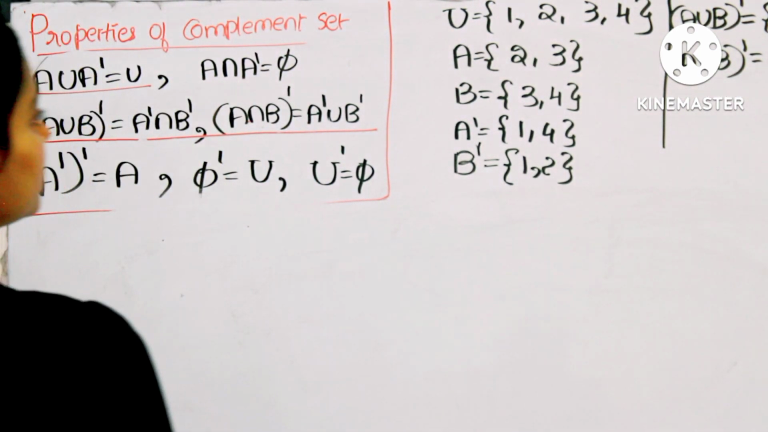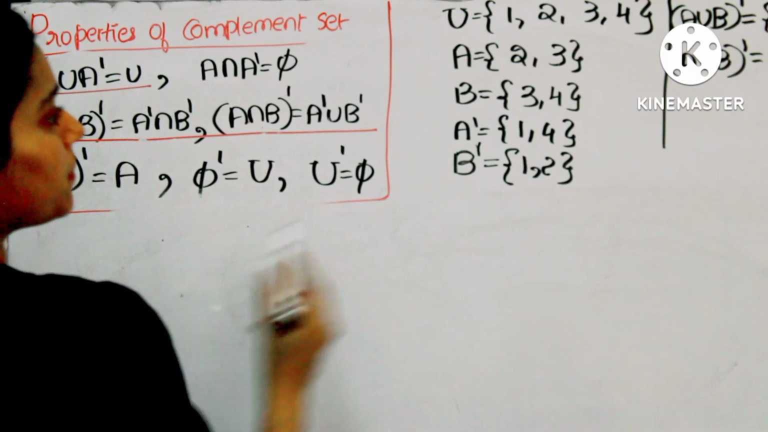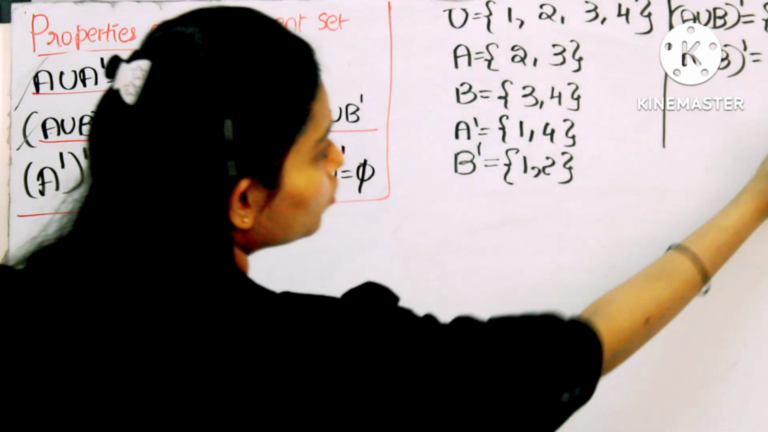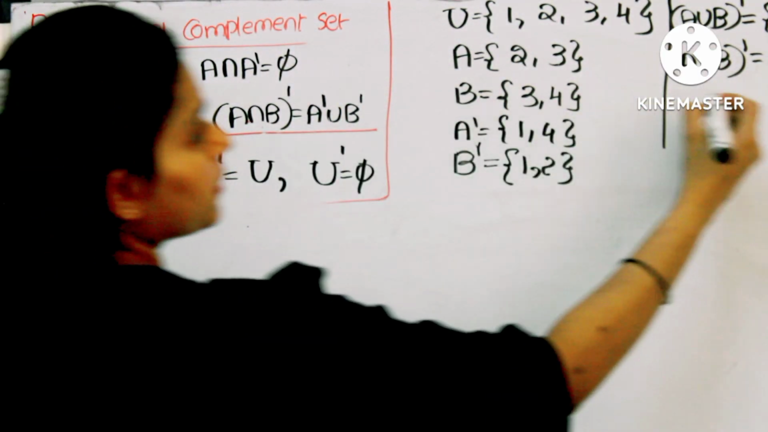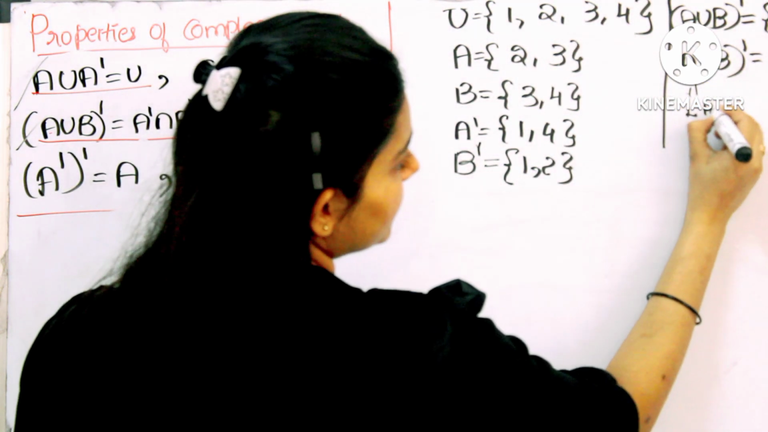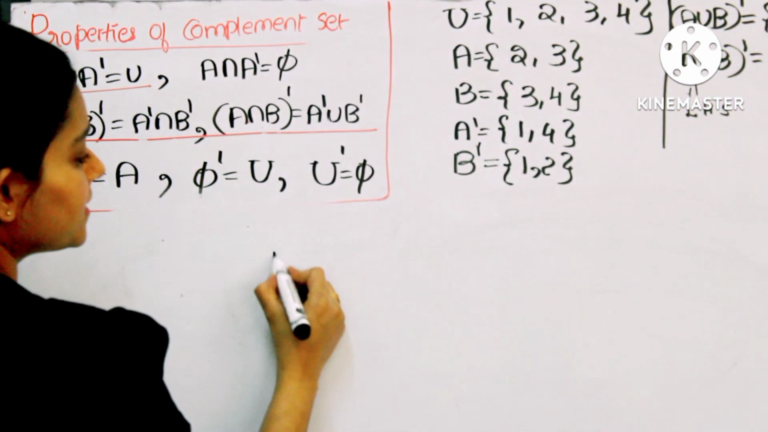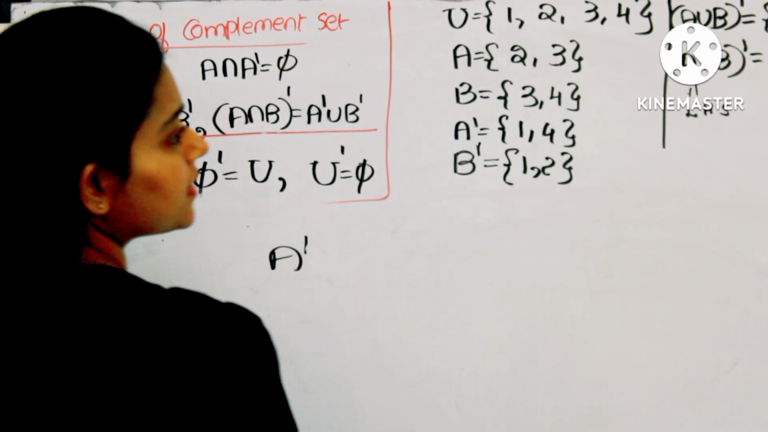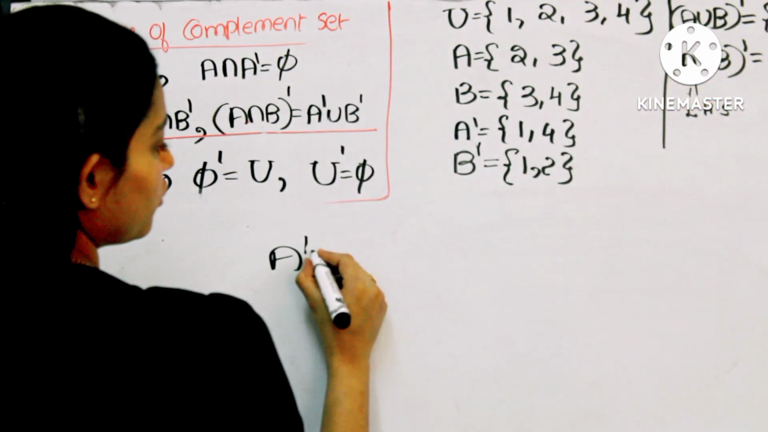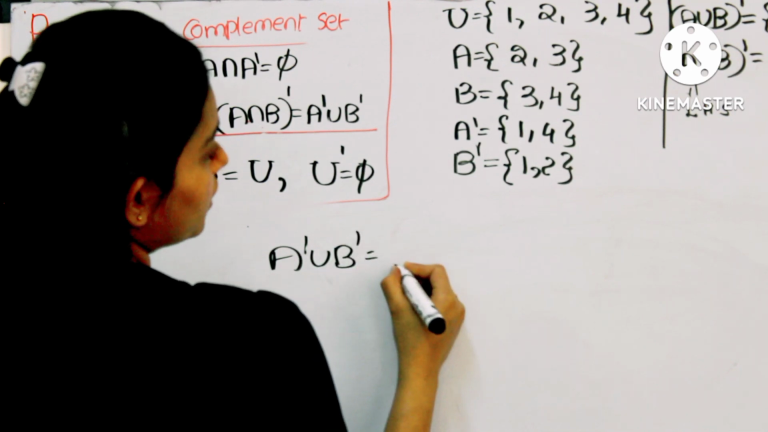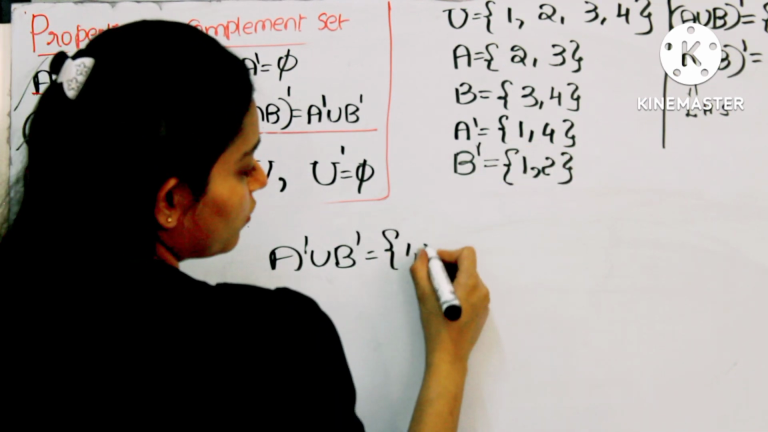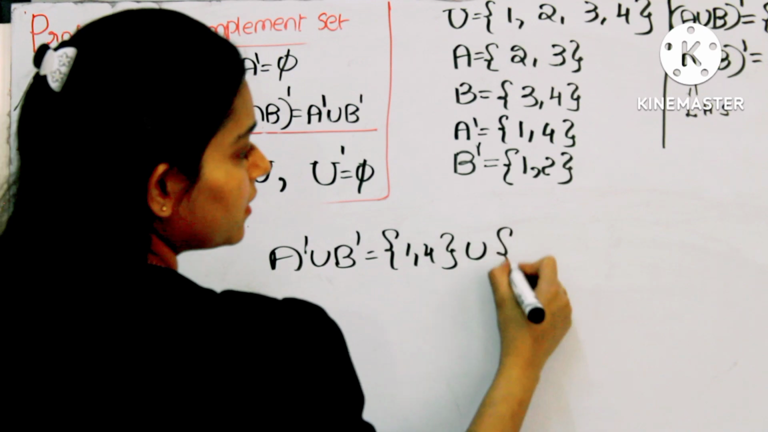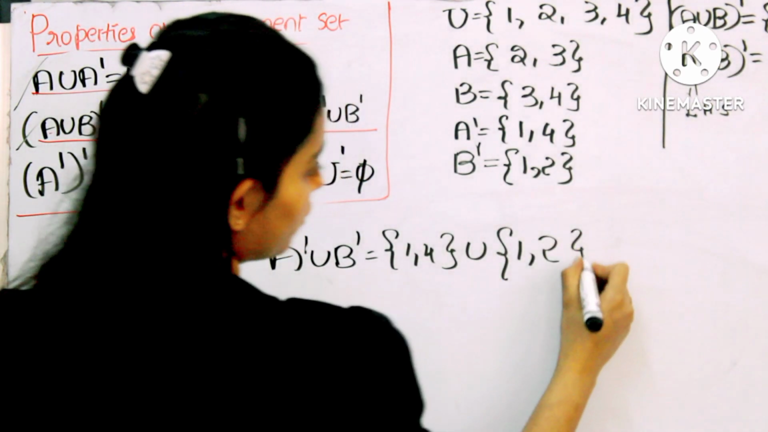Similarly here also, A intersection B complement. What do we have? 1, 2, 4. So A intersection B complement, this is LHS, left hand side. What is RHS? A complement. Okay, now take union. If there is intersection, then you have to take union of B complement. So what is A complement? 1, 4. Union B complement is 1, 2.